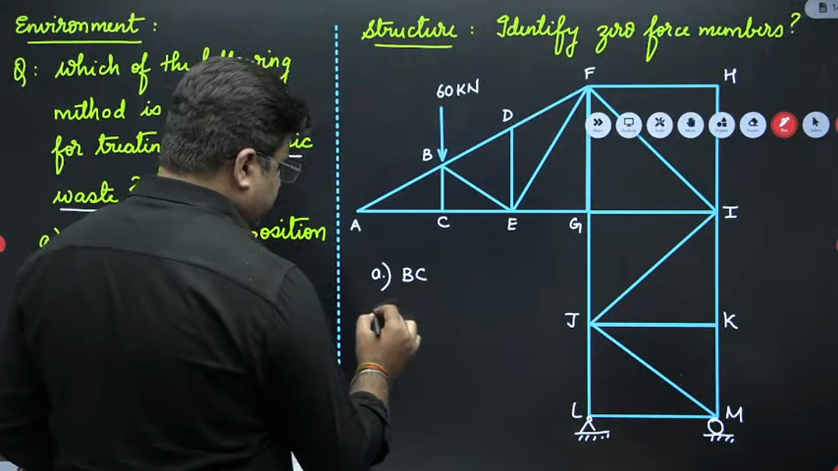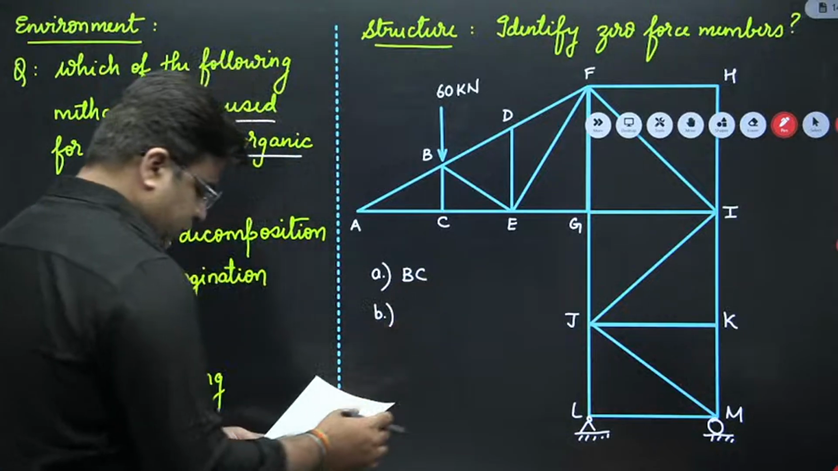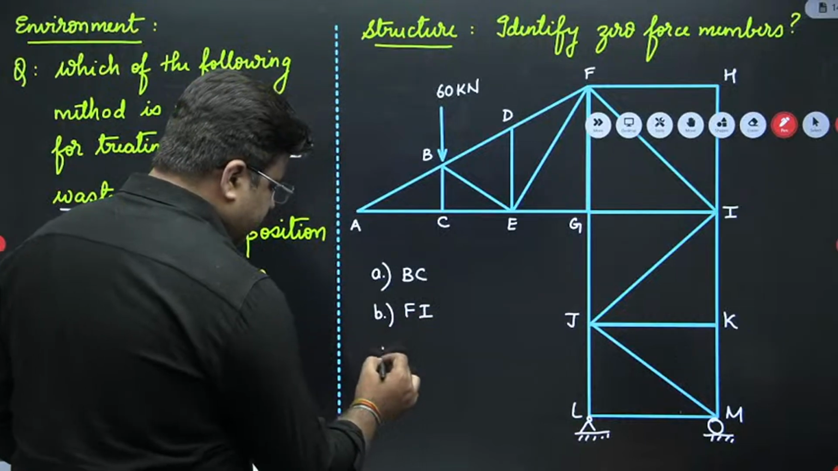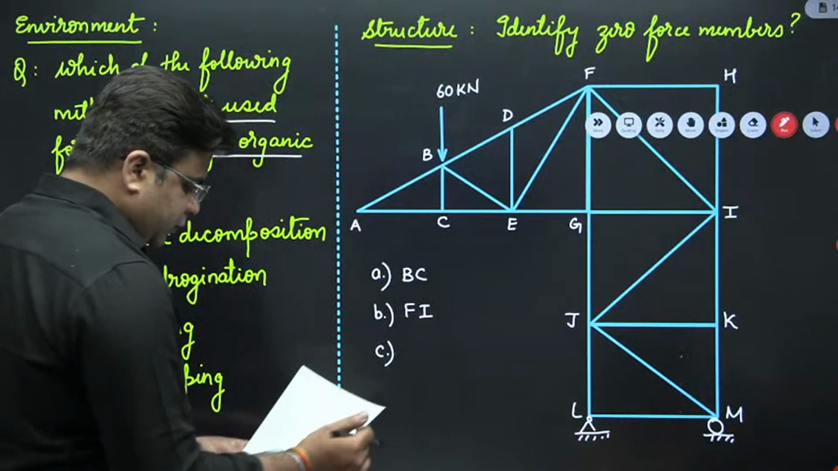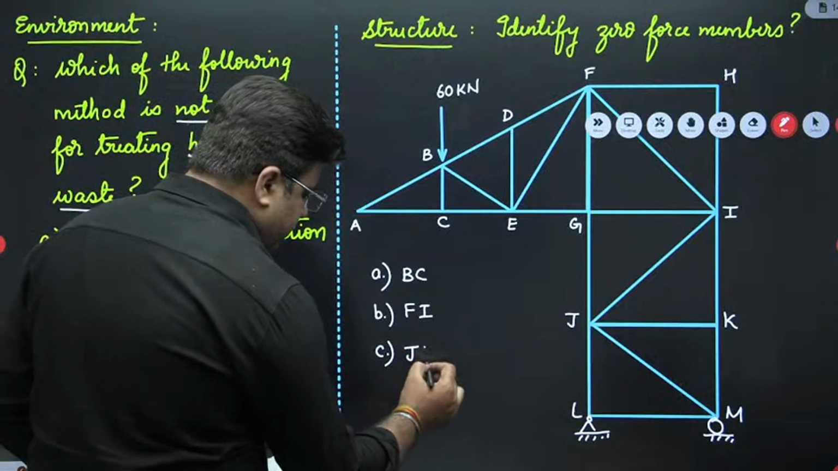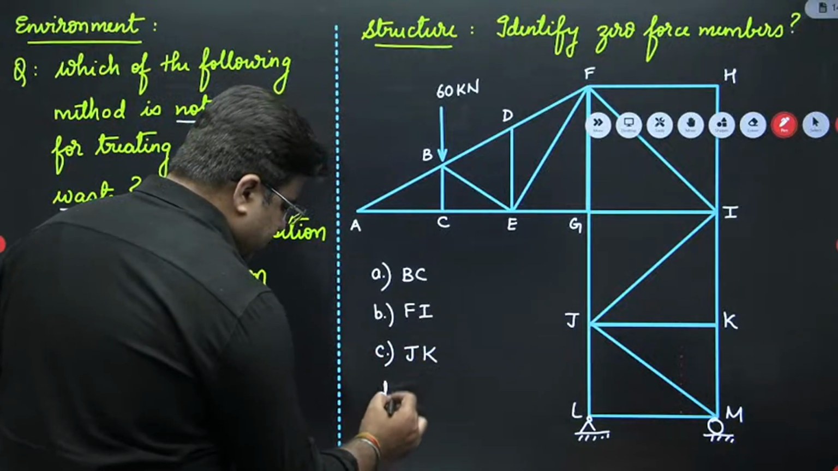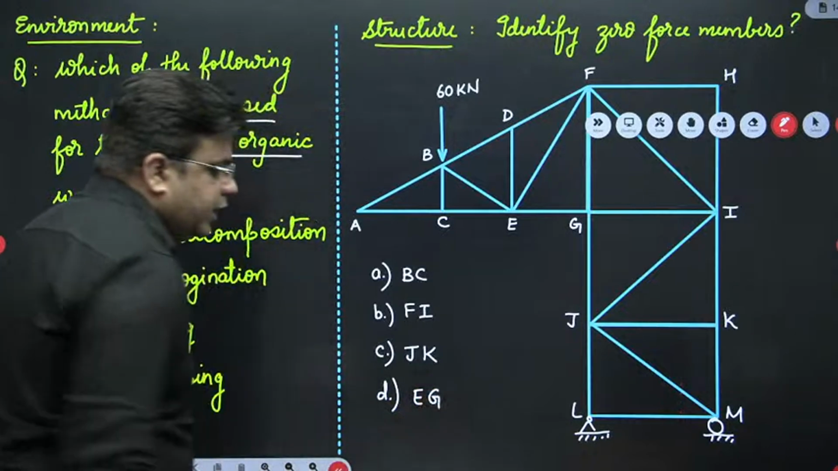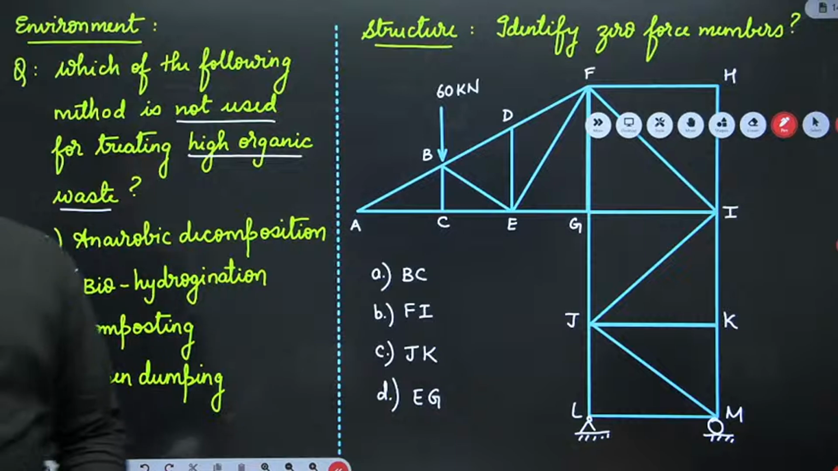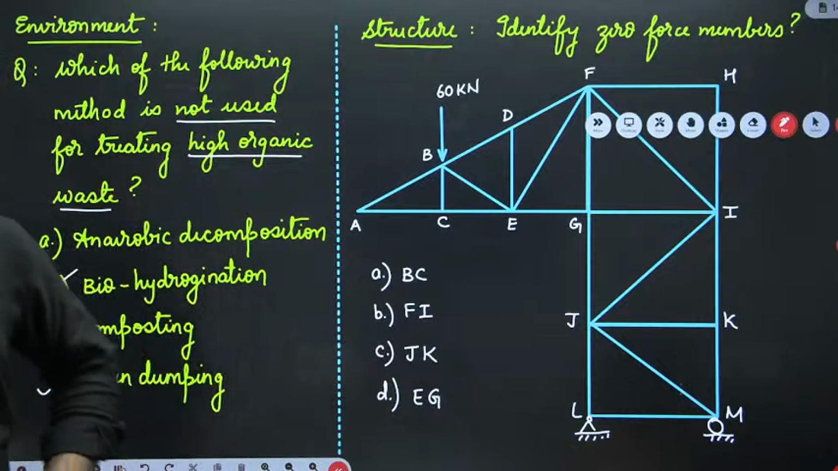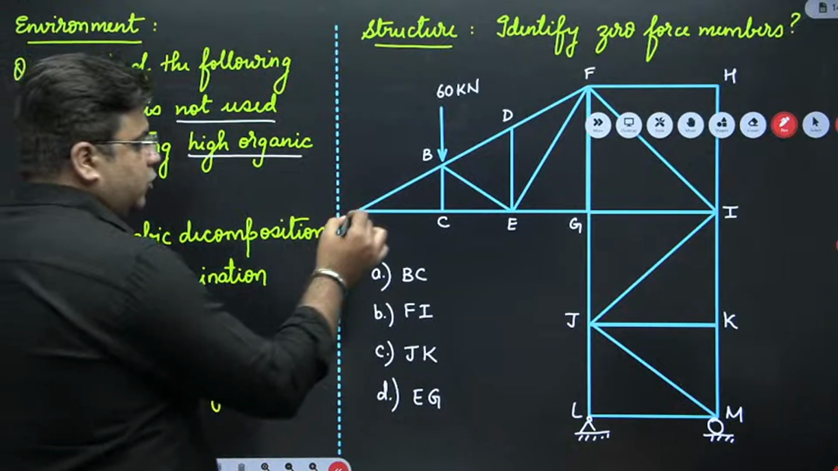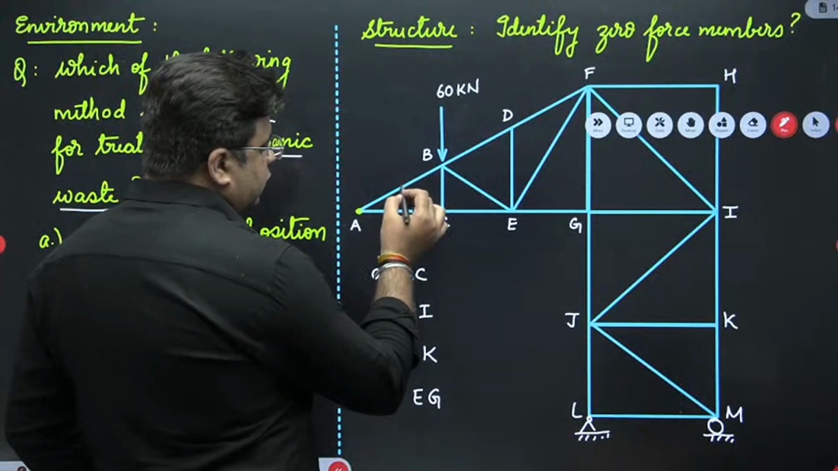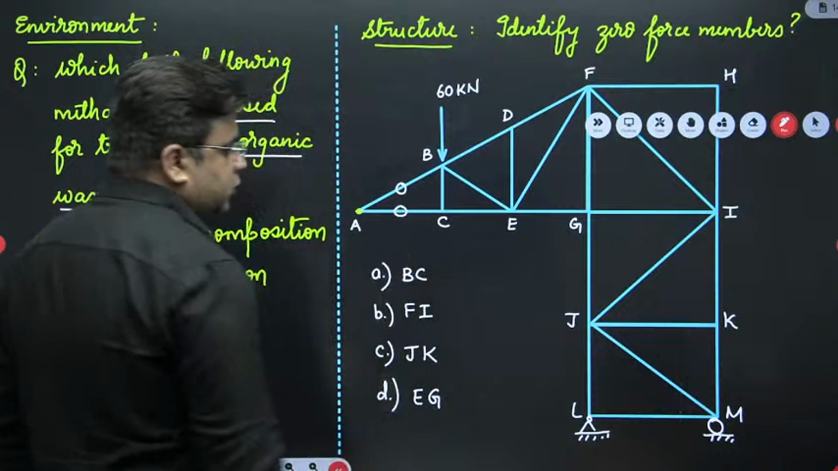Option A is BC, option B is FI, option C is JK, and option D is EG. You need to identify the zero force member from here. Now it's very easy to identify the zero force members. First you check joint A. Over this joint A, no external load is acting, so both these members will be zero force.